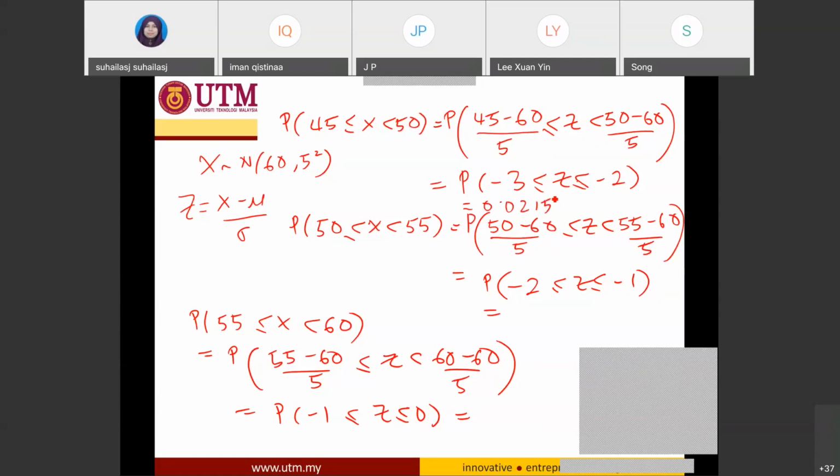The second one, between minus 2 and minus 1, is 0.1359. The last one is 0.3413. The same thing, you compute with the other values.